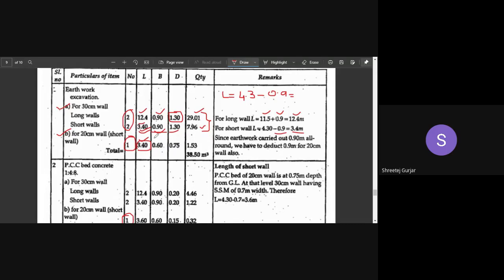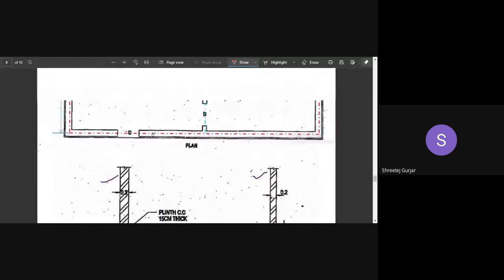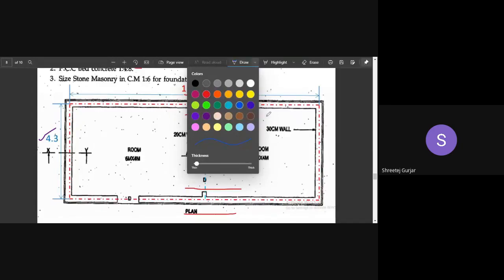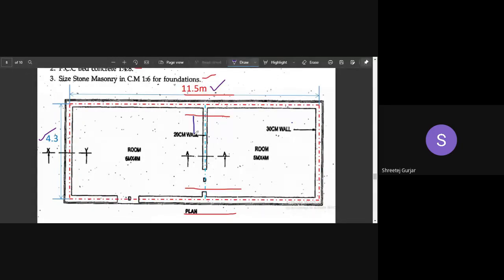So why do we do that? Because I told you, this is the excavation which was already done for your long wall, right? For a long wall, and it was done already here also. Excavation was done. So we need to excavate only this much part for your short wall. So from the center line, we need to deduct this much amount of width from here, and from here we need to deduct this much amount of width.